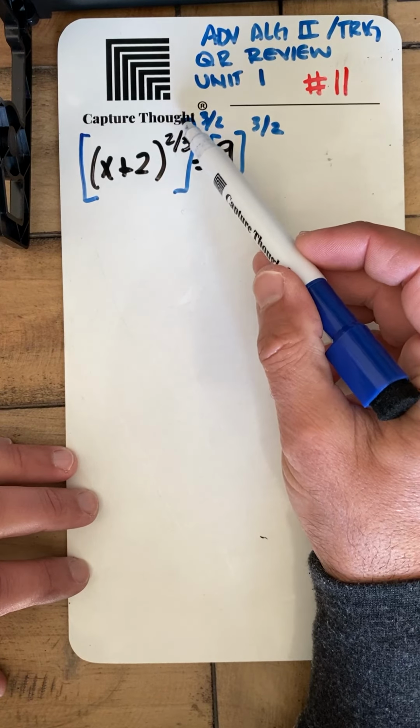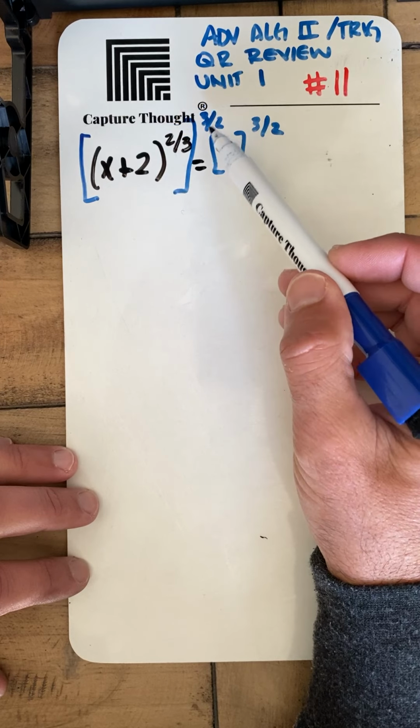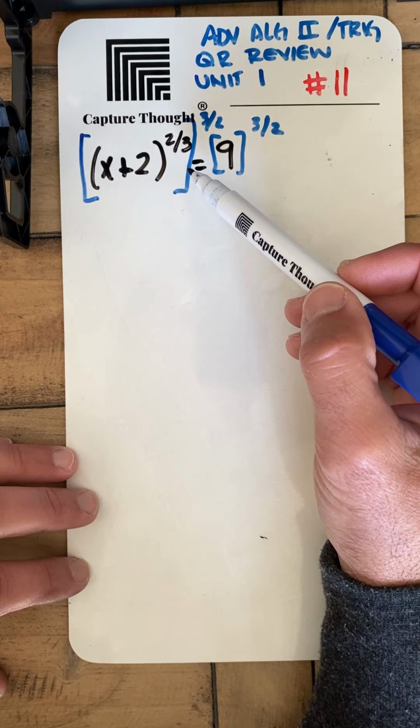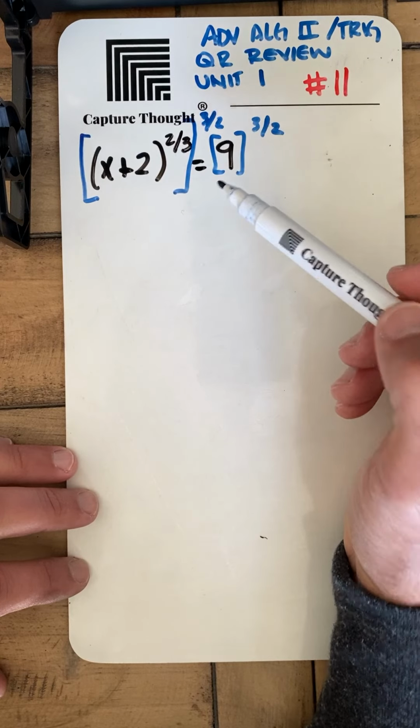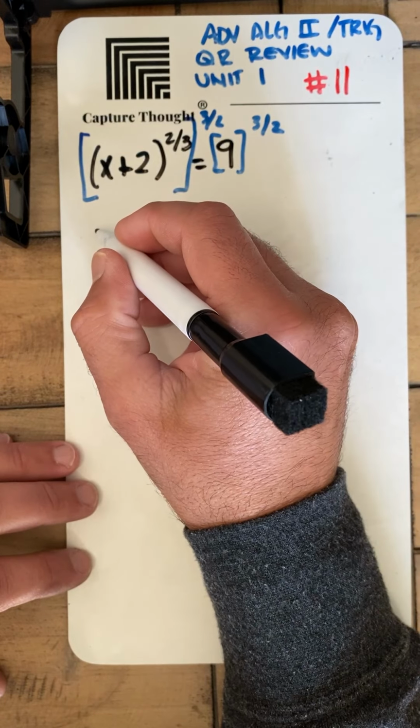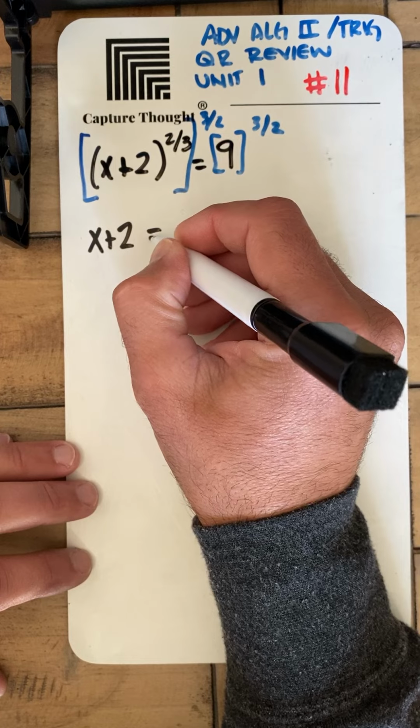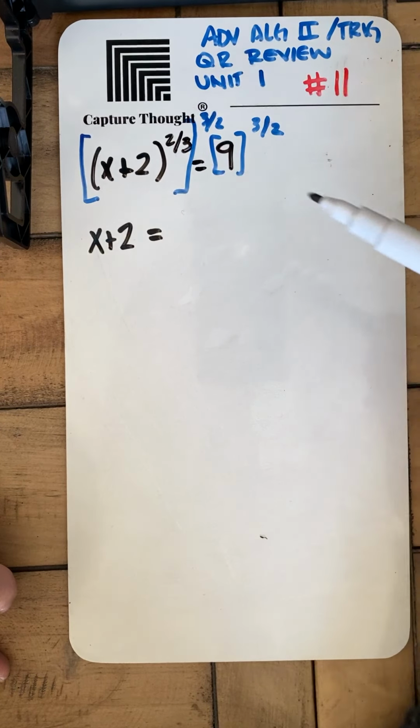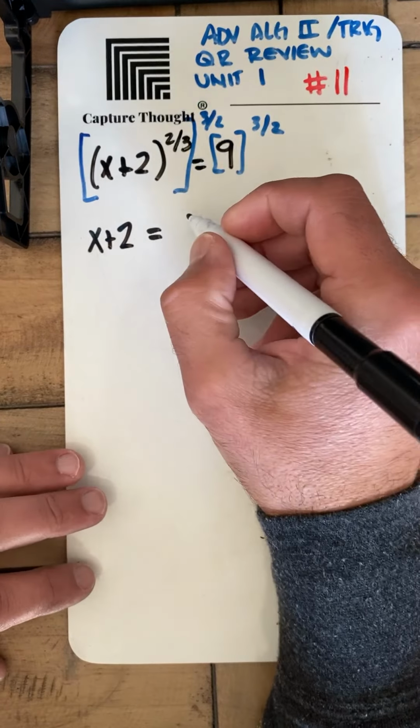That's because when I raise a power to a power, I multiply them, and that equals 1. So 2/3 times 3/2 is 1. So on the left-hand side, I just get x plus 2. On the right-hand side, I have 9 to the 3/2. So let me write that out for you.